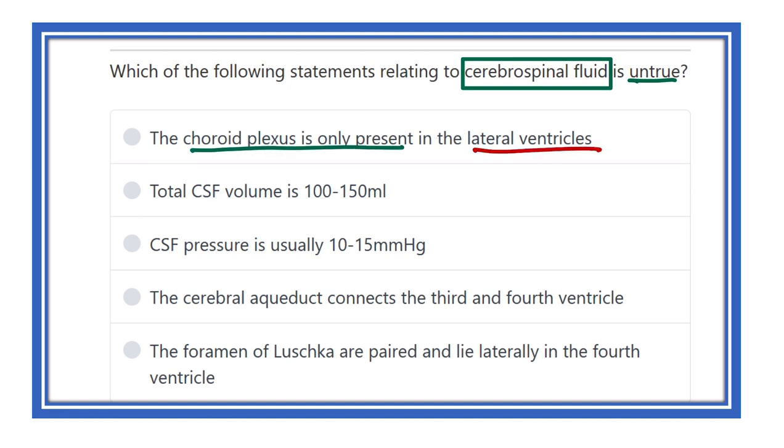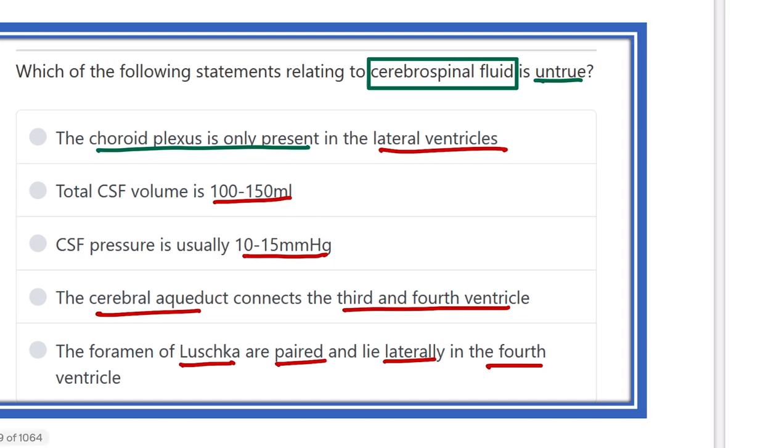CSF volume is 100 to 150 ml. CSF pressure is usually 10 to 15 millimeter mercury. The cerebral aqueduct connects the third and fourth ventricle. Foramen Luschka, they are paired and lie laterally in the fourth ventricle. So we have to know details about the cerebrospinal fluid, about their circulation and absorption also.